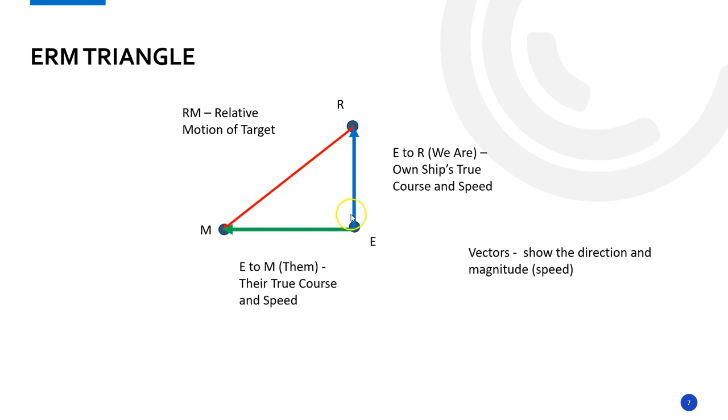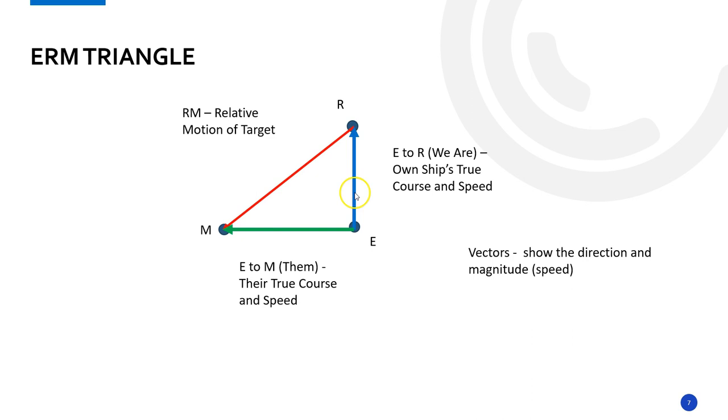Okay, so let's just review here. R was the observation of the target at time 0. M is the observation of the target at time 6. We're using 6 minutes so that we can use the 6-minute rule to easily move our decimal back and forth to convert from distance to speed and speed to distance. The legs of our triangle are E to R, ours, or own ship's true course and speed; E to M, them, the target's true course and speed; and R to M, the relative motion line. ER and EM are vectors.